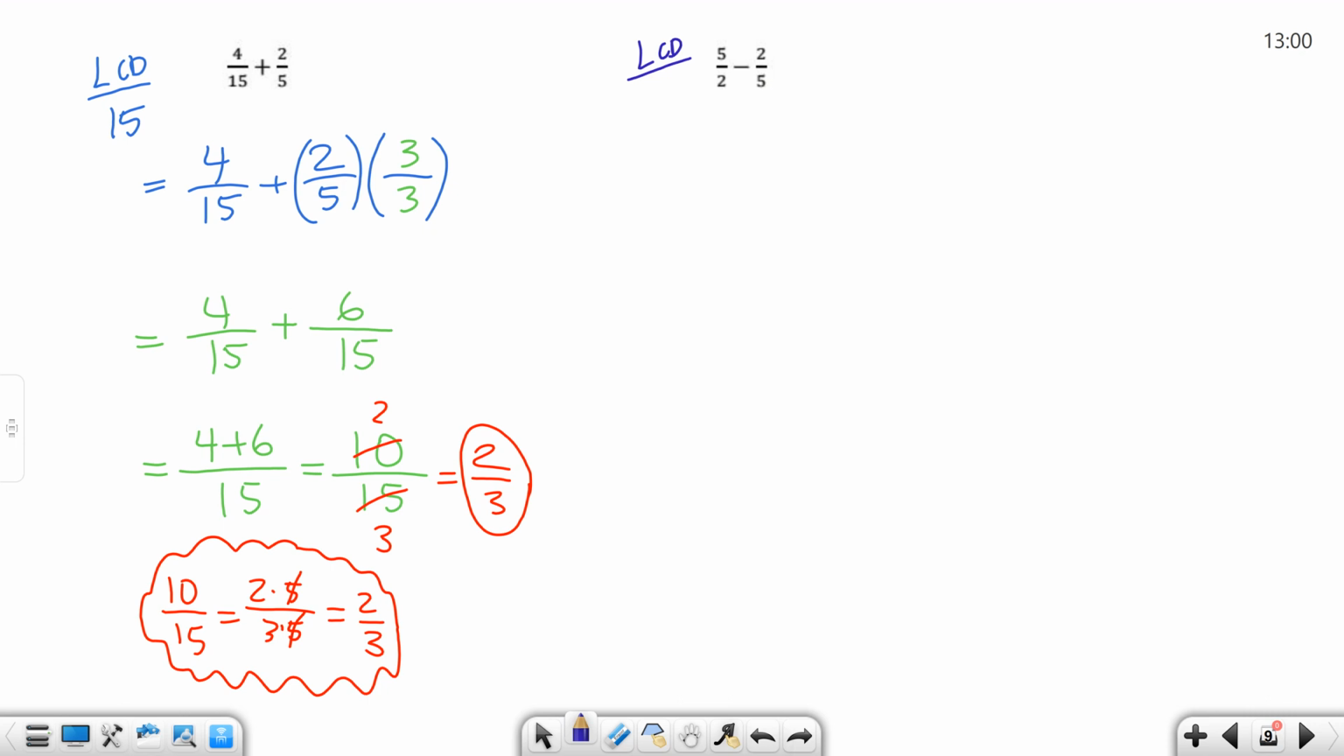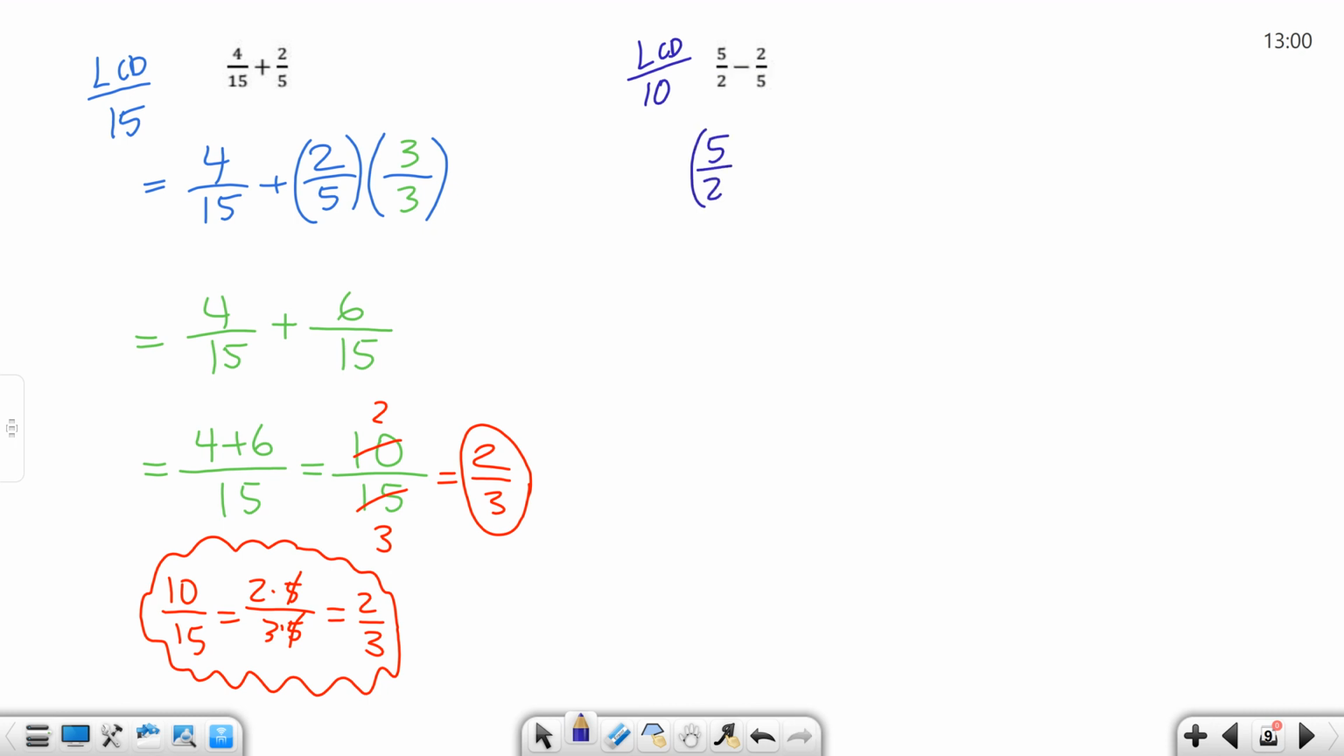I take multiples of 5. 5, 10, 15, 20, 25, 30. What's the first multiple of 5 I get to that 2 goes into? That's right, 10. 5 times 2 is 10. 10 is my LCD. So then neither one of these is 10, so they both get multiplied by something.